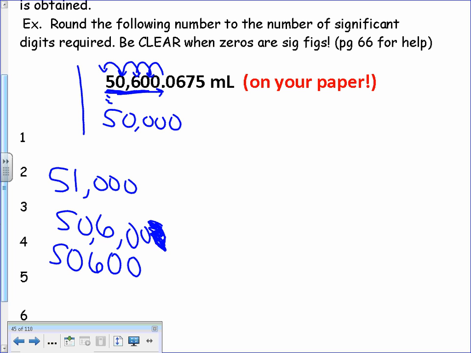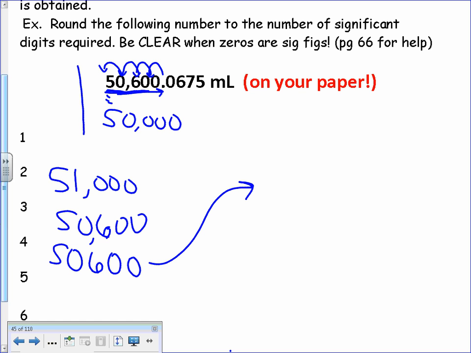This number is the same as this number. I can actually write this correctly here. There we go. These two numbers are the same. They can't be written the same though, because I'm asking for 2 different variations, one with 3 sig figs, one with 4 sig figs. So how can I rewrite 50600 as 4 sig figs?